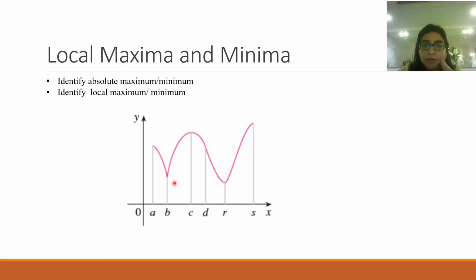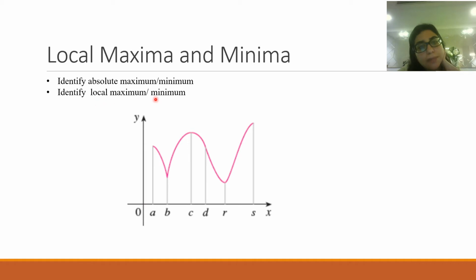For this function or graph, identify the absolute maximum or absolute minimum. Okay, let's look for the highest value. Here it is. So the absolute maximum will be f of s. For the absolute minimum, let's look at the lowest y value, the smallest value. Here it is, so it is at r. Then he's asking about something else.